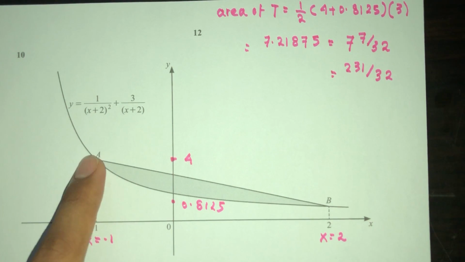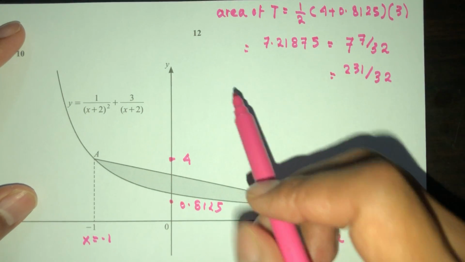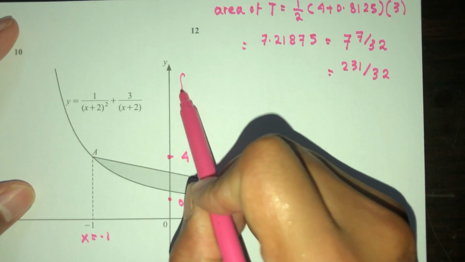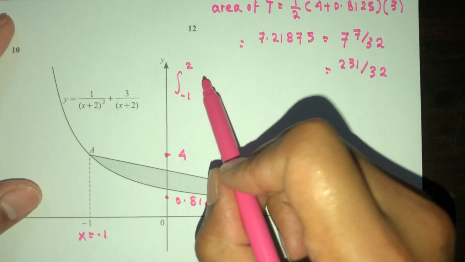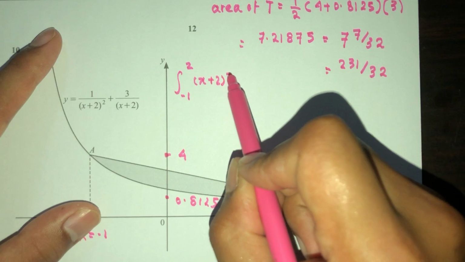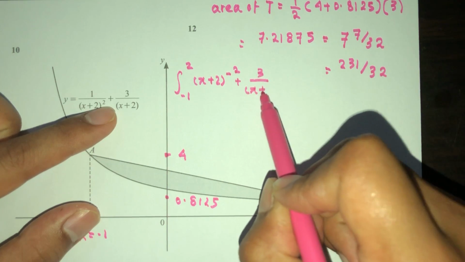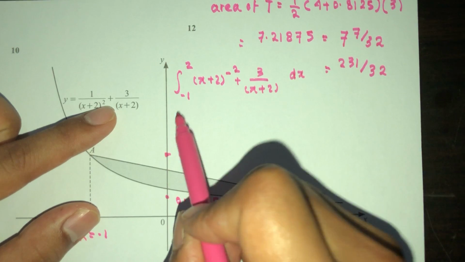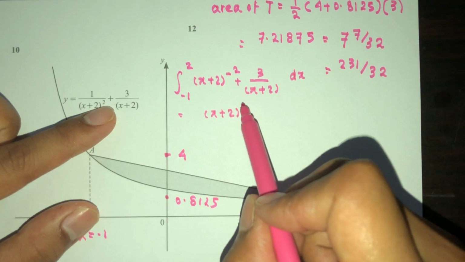Now we have to minus the area below the curve so we can have only this one remaining. So what is the area below the curve? It is found by using integration. Limits of 2 and minus 1, and this will be, we can send this up obviously, x plus 2 to the power minus 2, and this will be plus 3 over x plus 2, with respect to dx. So one by one, this will become what? X plus 2, that becomes minus 1.